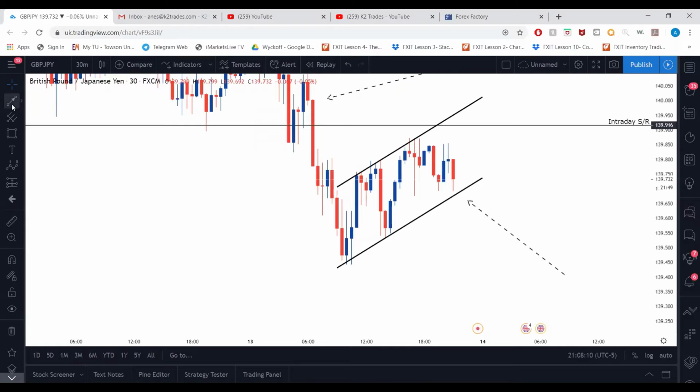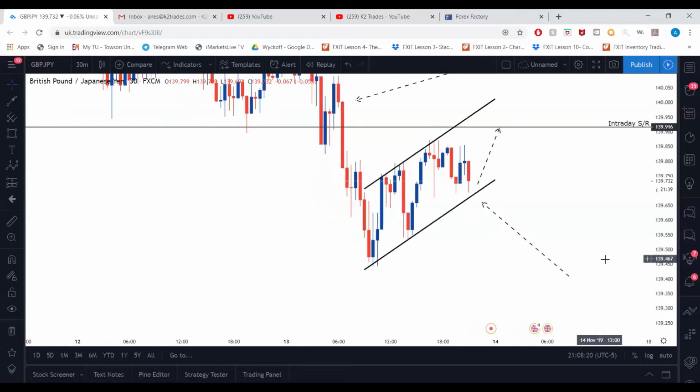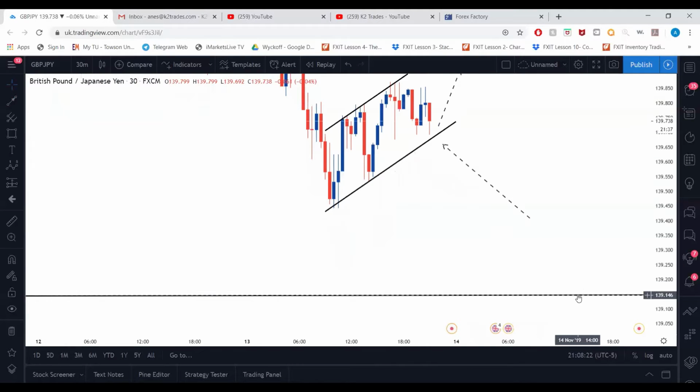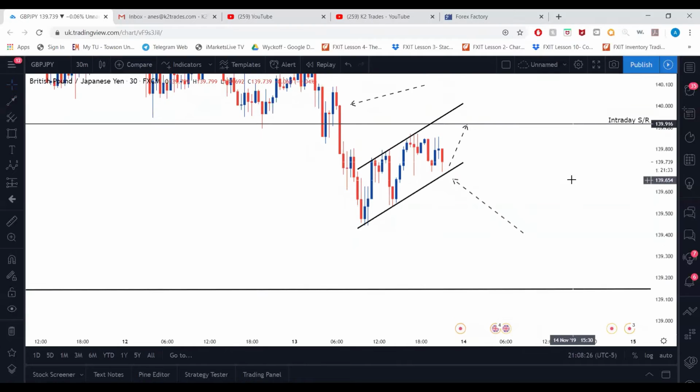Even this could continue, like bounce from here up and down, up to this resistance, and still reject that, and then start falling to this next one, which is at 139.150, which is our TP2.